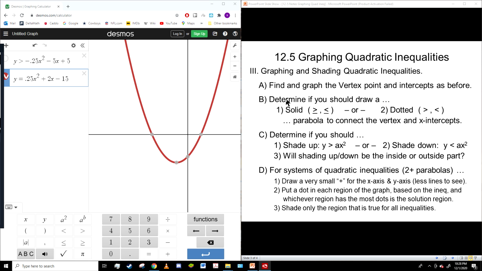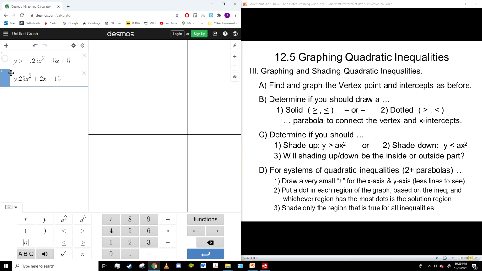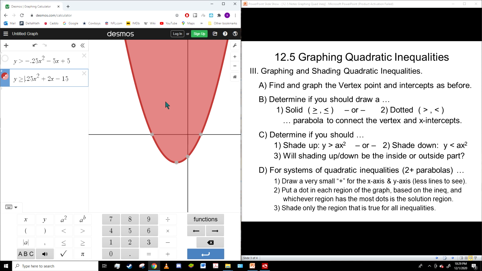But these are going to be inequalities. So they're going to have less than, greater than symbols, or less than or equal to symbols. Now if you have the greater than or equal to symbol, like this right here, then you're going to have a solid line and you got to shade something. If you just have the greater than symbol and not the or equal to, then you'll have a dotted line on the parabola. Okay? But again, because it's an inequality, you're going to have to shade something.